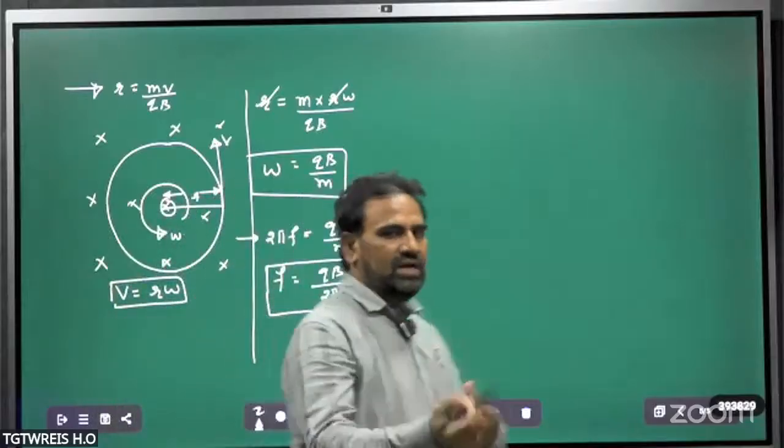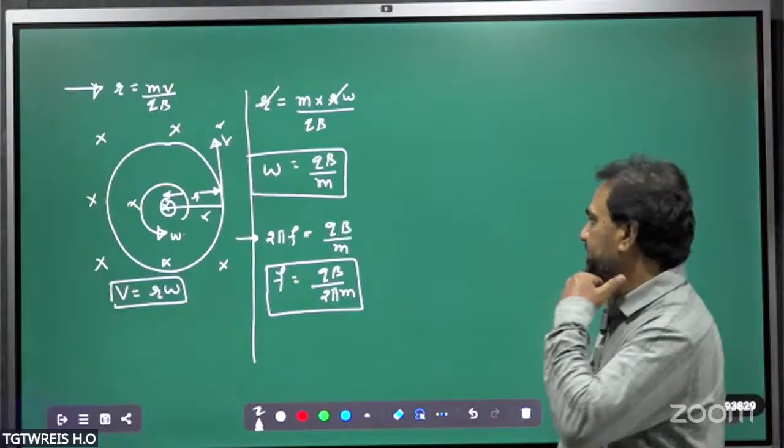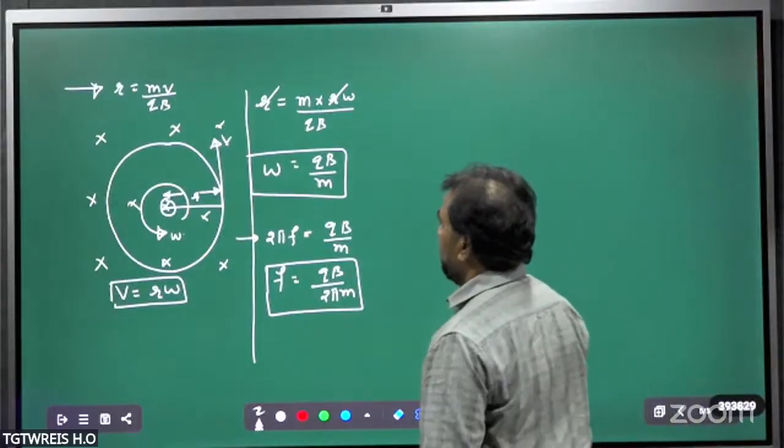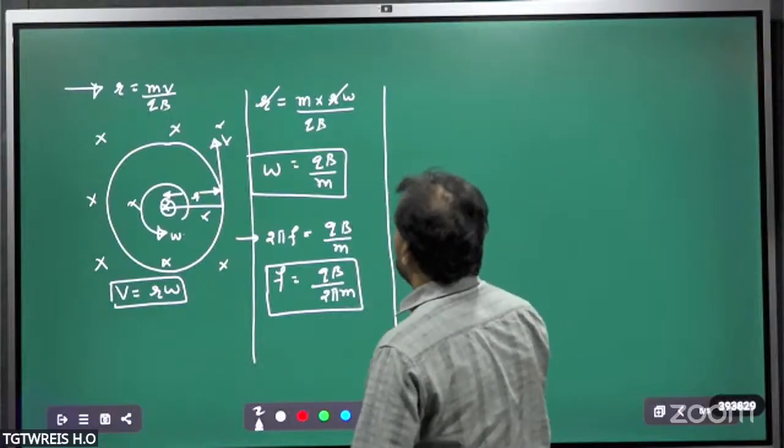Therefore, how much time will it take for the rotation? The time taken by the particle in the rotational motion is given by T is equal to, what is the T?